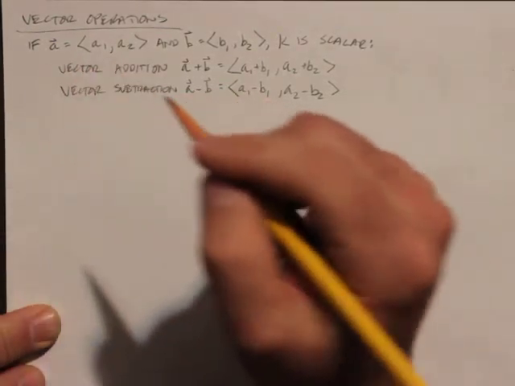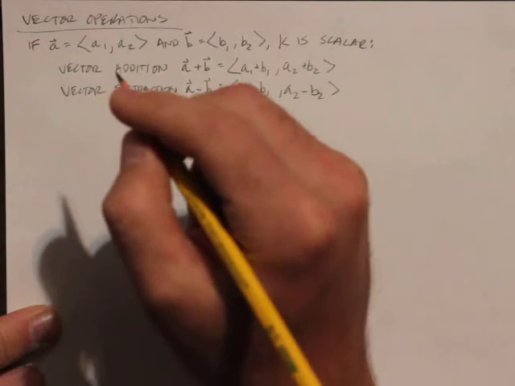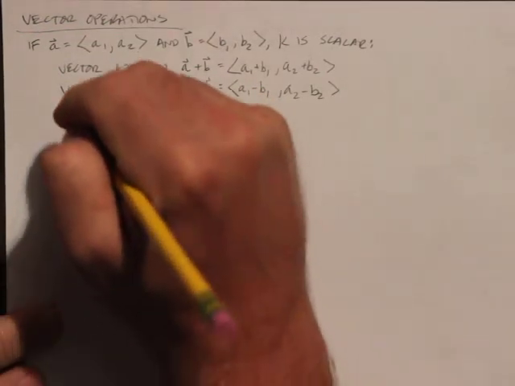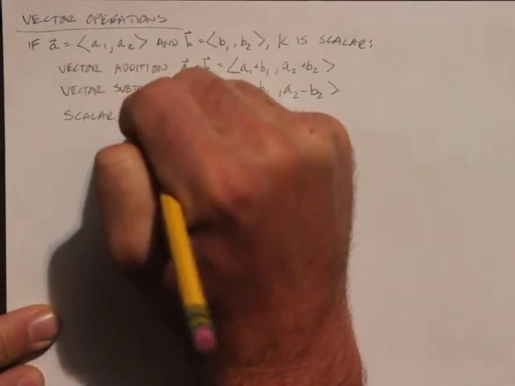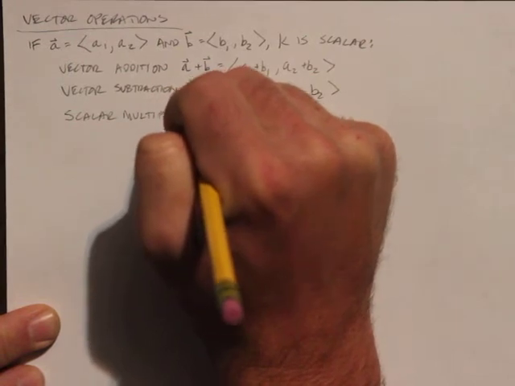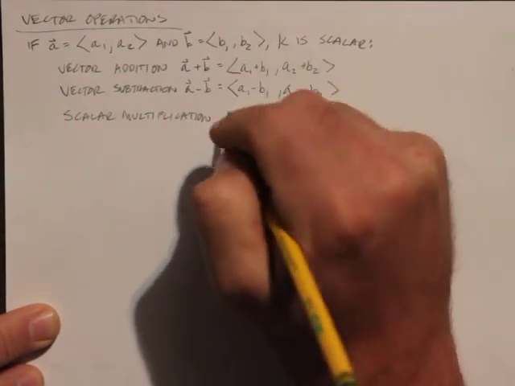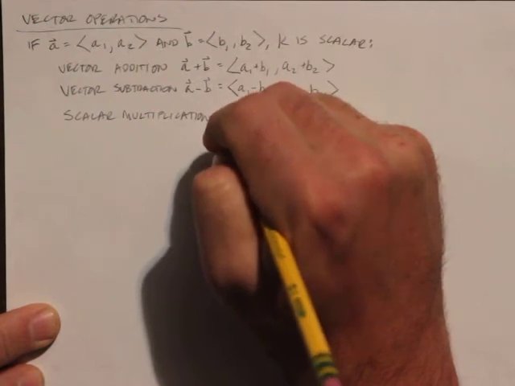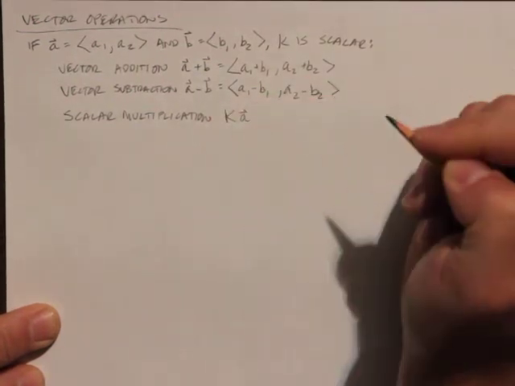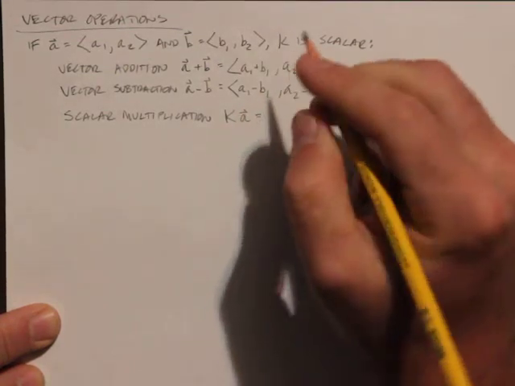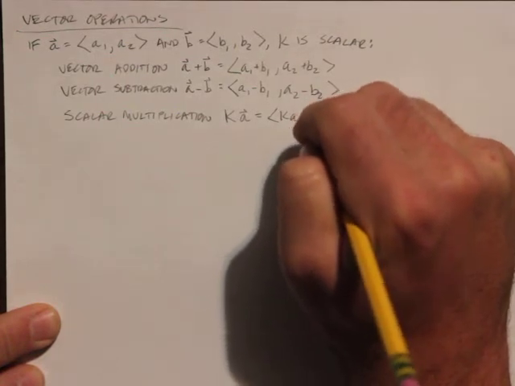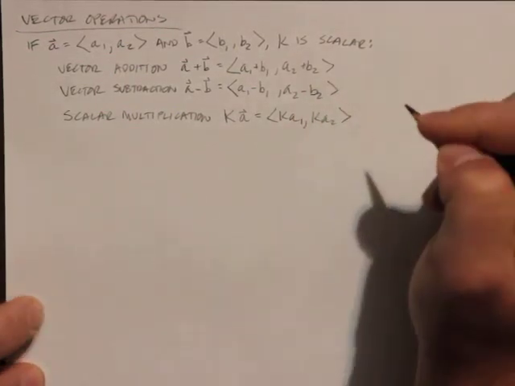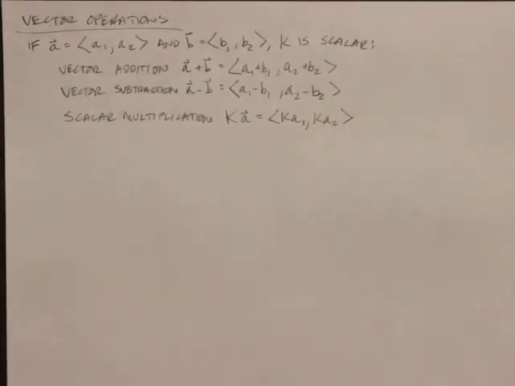Okay, next, and the last operation that we're going to look at here, is vector scalar multiplication. So I've got k, that's my scalar, times my vector A equals k times A1, comma k times A2. Okay, so we are going to do some of these here, and hopefully this will make sense.